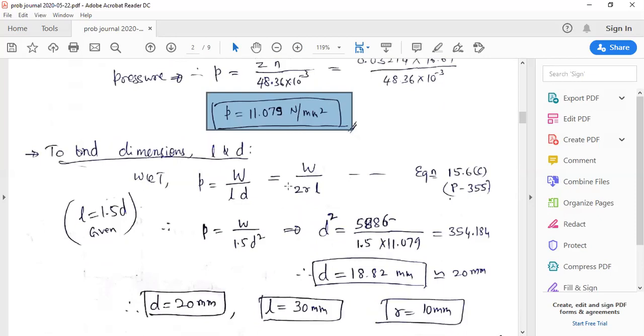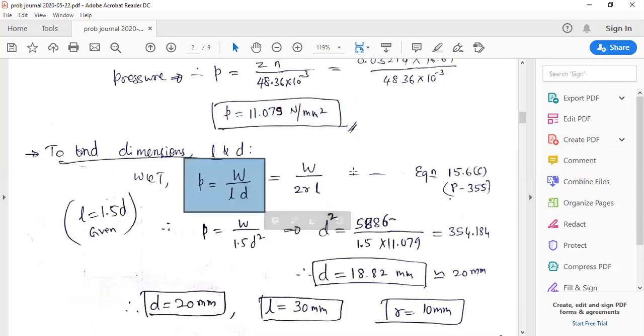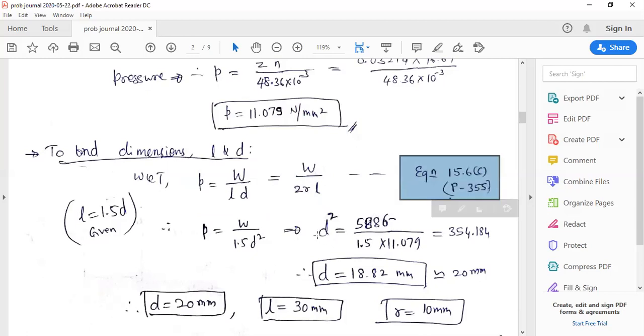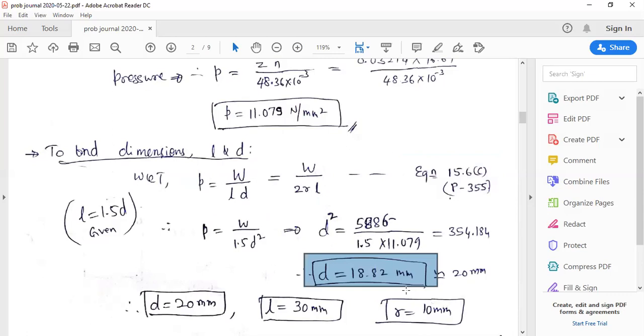Now after this, we have to go for the calculation of dimensions of the bearing. Dimensions of the bearing is nothing but the determination of the diameter of the journal as well as the length of the bearing. To determine L and D, again we have to make use of the fundamental equation of pressure. Pressure P is given by W by L into D, or D is 2 times R into L, available on page number 355, equation number 15.6c. Since L is 1.5 times D, which is given, substitute L as 1.5 D, so that the value of D obtained here is 18.82 millimeters.